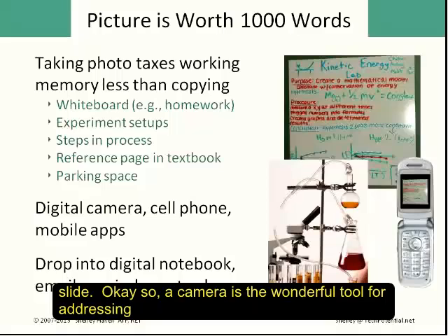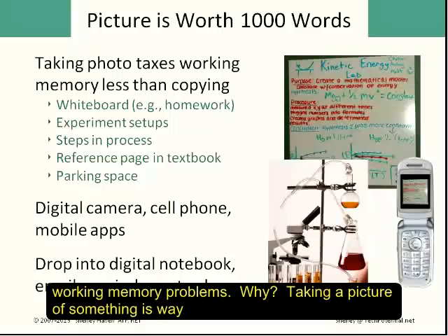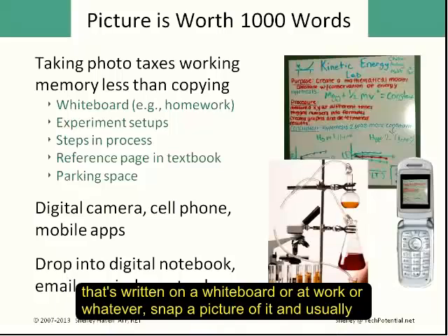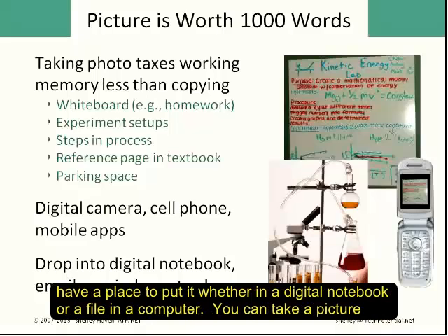Okay, so a camera is a wonderful tool for addressing working memory problems. Why? Because taking a picture of something is way easier and way more accurate than trying to copy it. So if you need to remember what the homework assignment is, or something that's written on a whiteboard at work or whatever, snap a picture of it, and then have a place to put it, whether it's in a digital notebook or a file you keep on the computer.